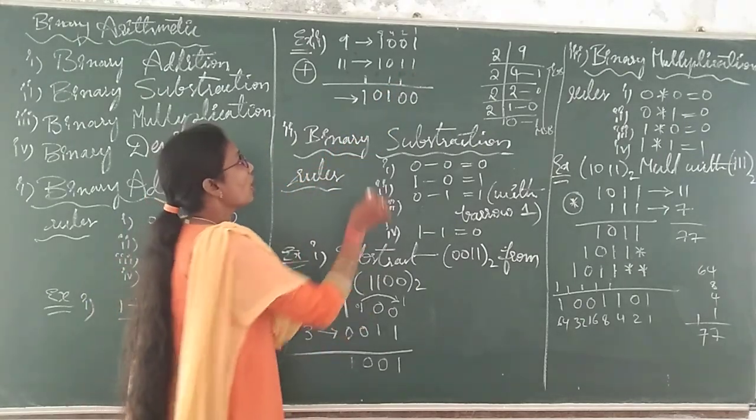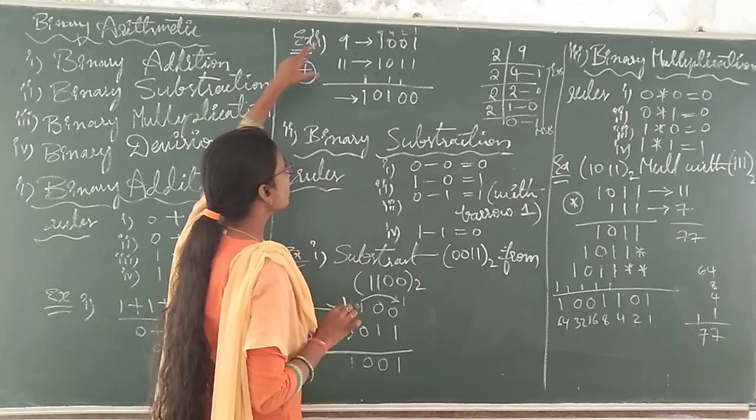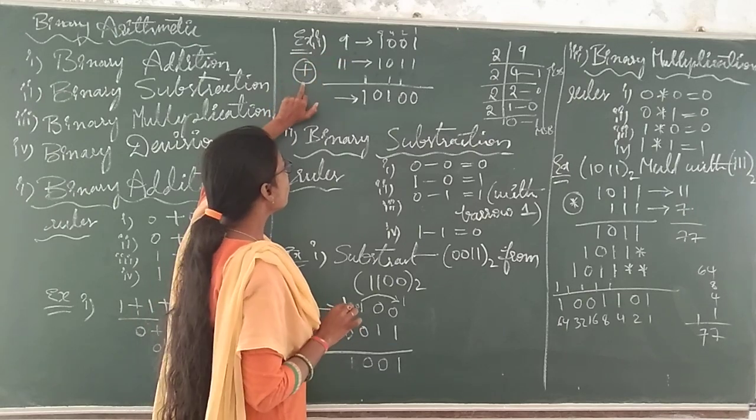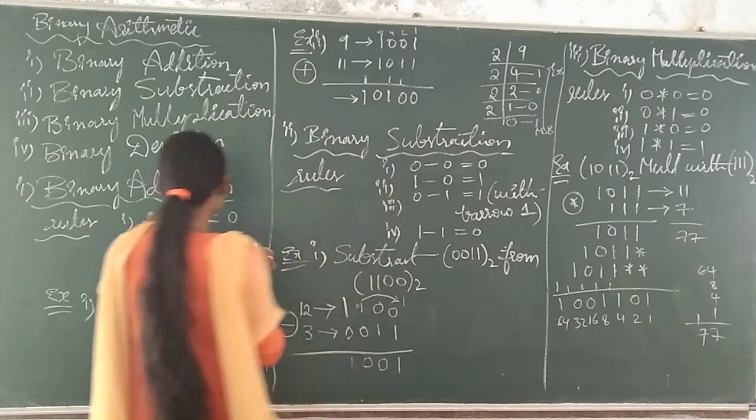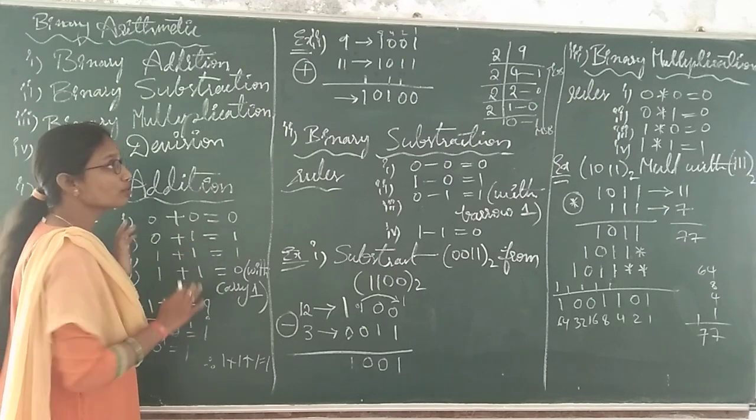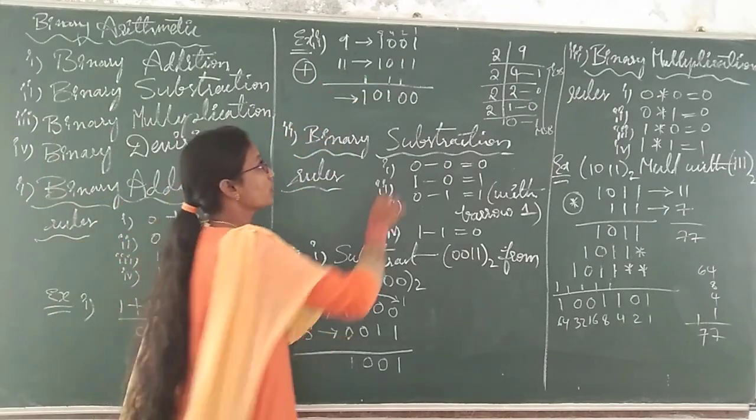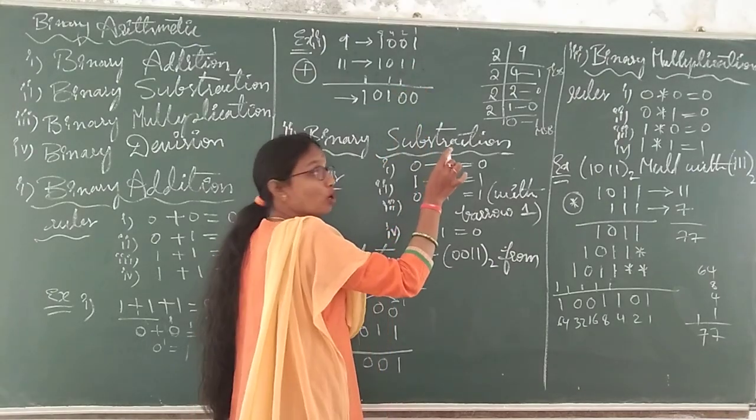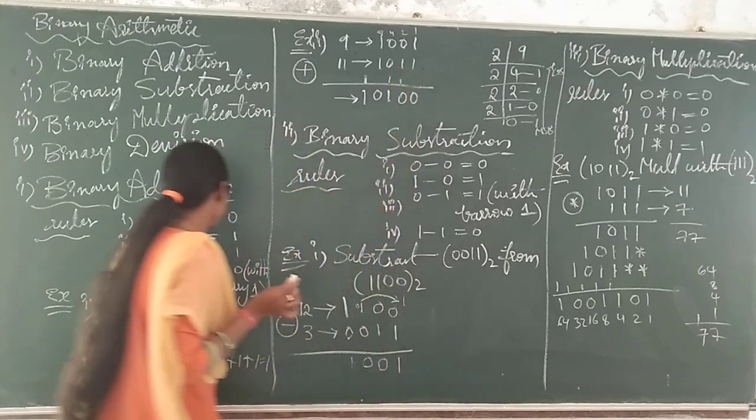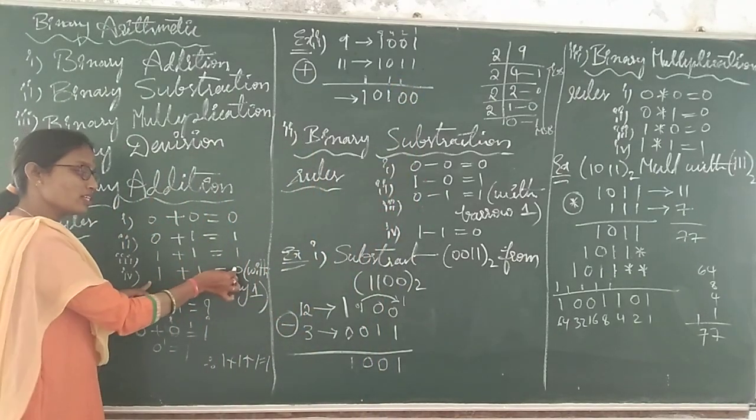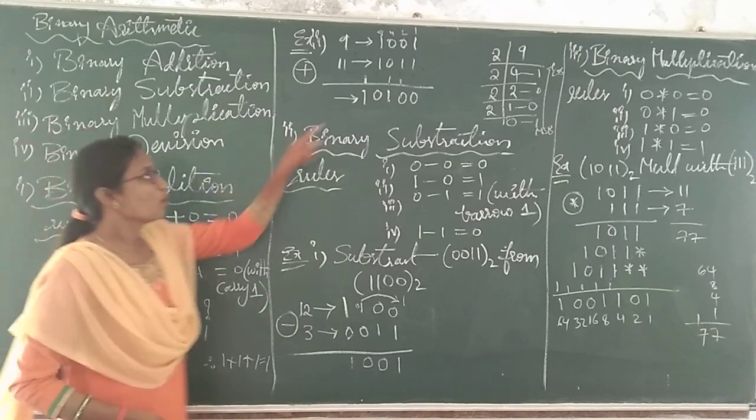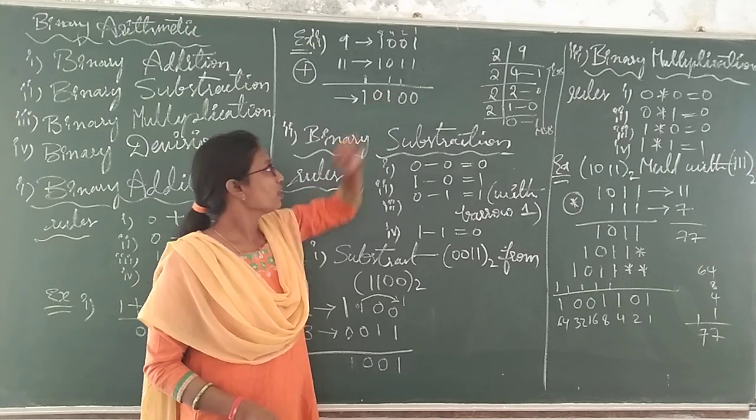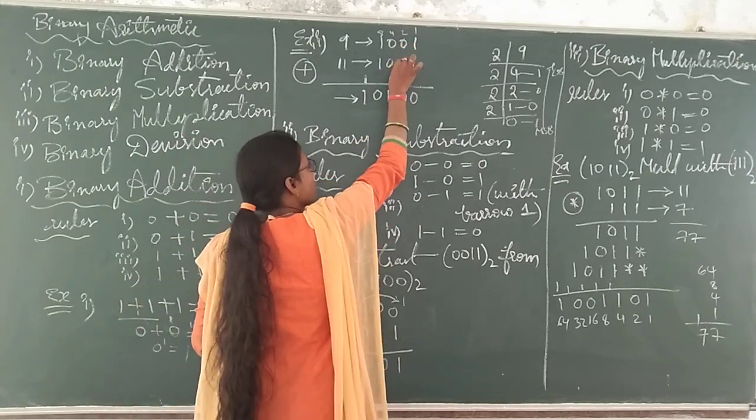8 plus 2 is 10, 10 plus 1 is 11. Clear? And next we are adding these two binary codes based on these rules. 1 plus 1 is 0 with carry 1. Here you observe 1 plus 1 is 0 with carry 1. Next one, 0 plus 1.